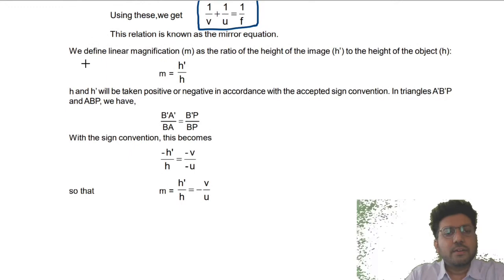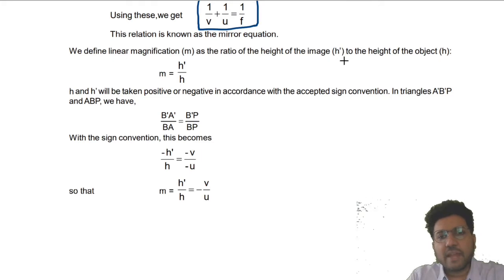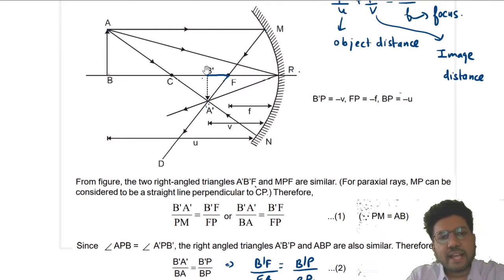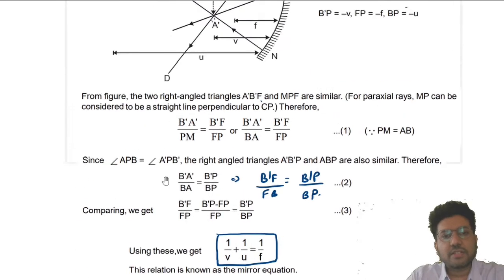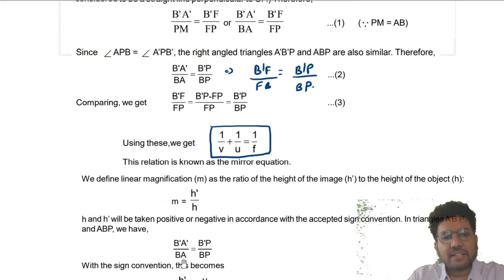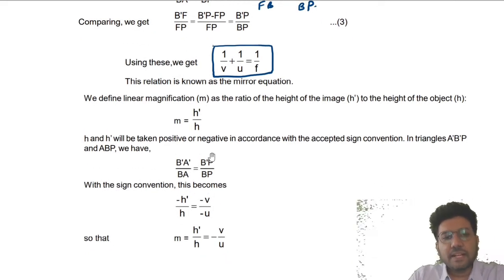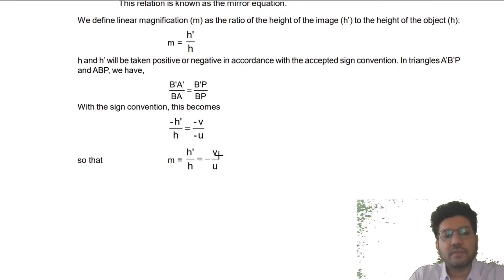right? Then we define linear magnification M as the ratio of height of image to height of object. That is, magnification is defined as A dash B dash divided by AB. Okay, so it is A dash B dash divided by AB, or you can say H dash by H, because this height is H dash and this height is H. Okay, but you know that B dash A dash by BA is equal to B dash P by BP, which can be written as V by U, or if you put it with proper sign, it will be minus V by minus U. All right. Then from this you will get M is equal to H dash by H is equal to minus V by U.